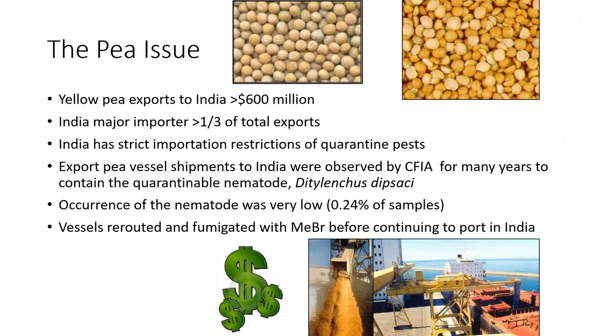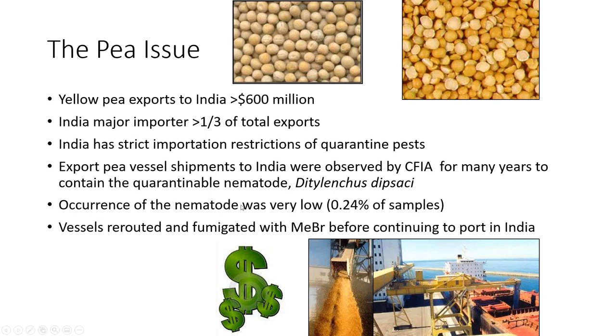The issue was this: with field peas, particularly field peas exported to India from Canada. We exported a lot of peas to India, and India had imposed a strict importation restriction on quarantine pests, and it still does. One of those pests was Ditylenchus dipsaci. Bulk container vessels of field pea from Canada would be shipped to India, but along the way, CFIA would analyze those shipments for the presence of this nematode and other pests. They wanted to declare that by the time it got to India it would be free of the pests that India wanted to keep out, at least saying they wanted to keep out.